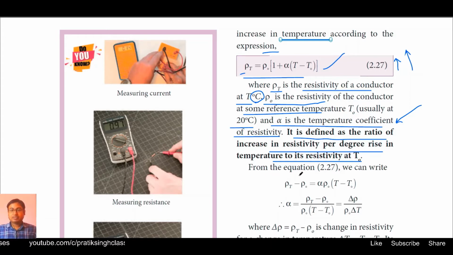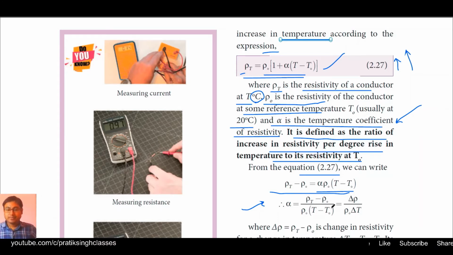Then equation 2.27 we can rewrite as rho t minus rho naught is equal to alpha into rho naught into t minus t naught. It is just the rearrangement of the given equation. Just multiply this term with rho naught and take rho naught to the left hand side, and you will get this equation on the right hand side. Then from here you will get alpha is equal to rho t minus rho naught by rho naught into t minus t naught.